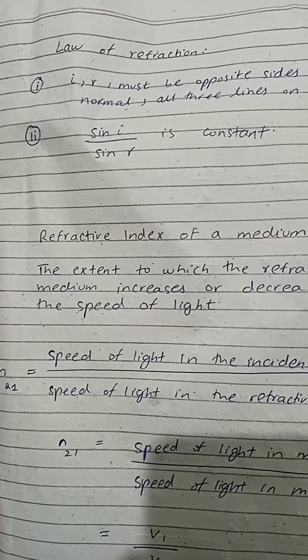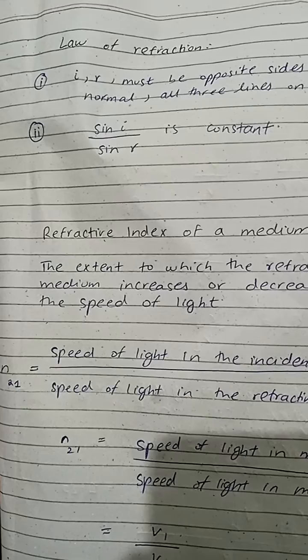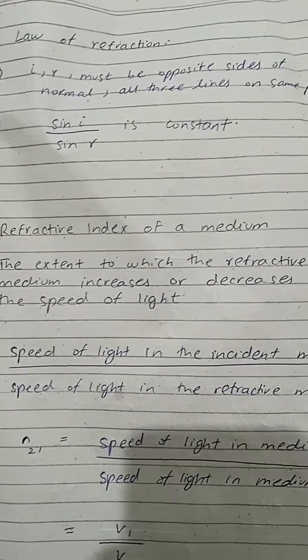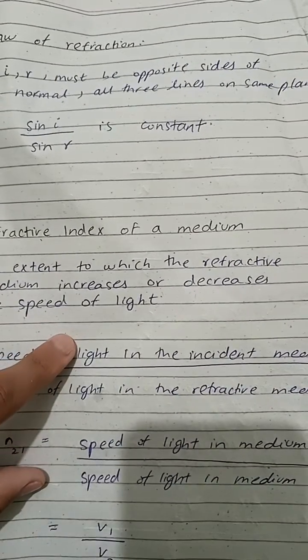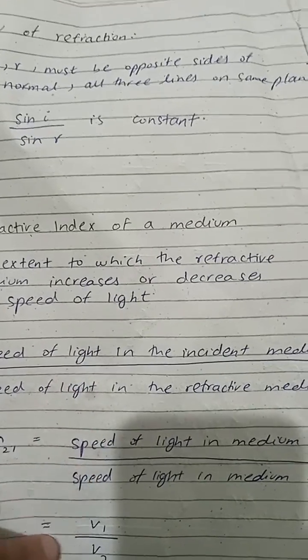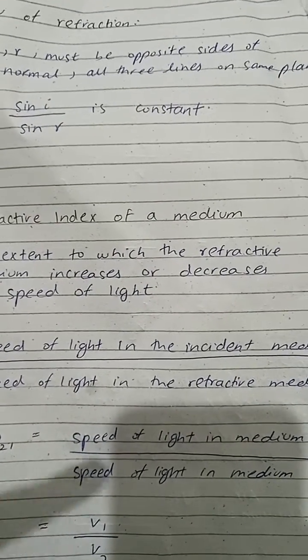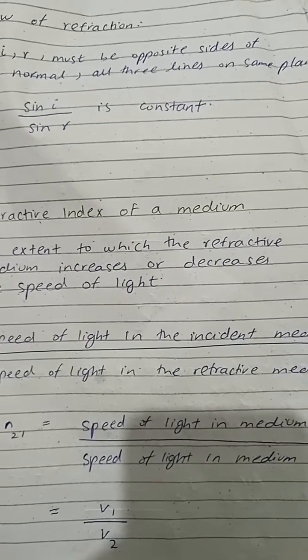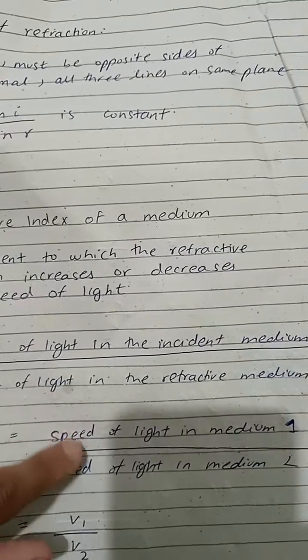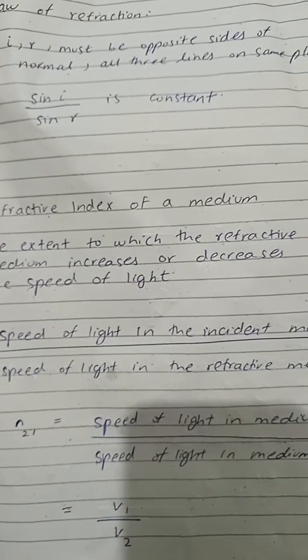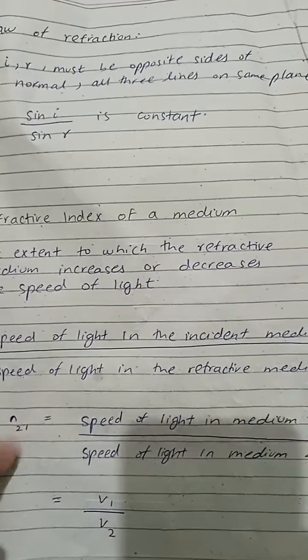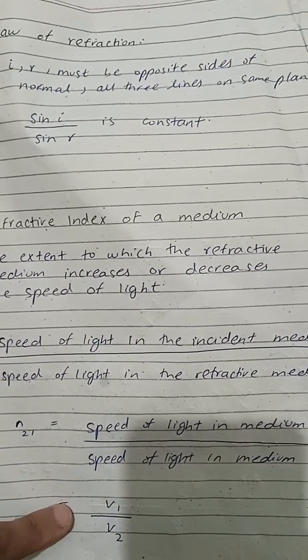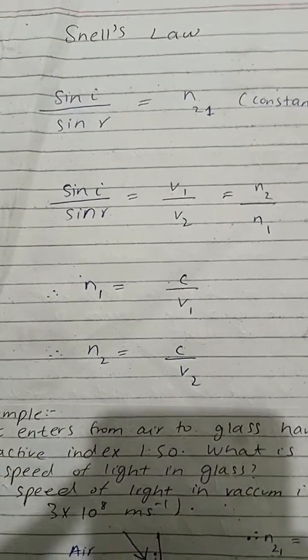As we know, the refractive index n21 is equal to the speed of light in the incident medium divided by the speed of light in the refractive medium. Let's say the incident medium is air and the refractive medium is glass. So the speed of light in medium 1 and medium 2, v1 by v2, is equal to n21. Now let's study Snell's law.